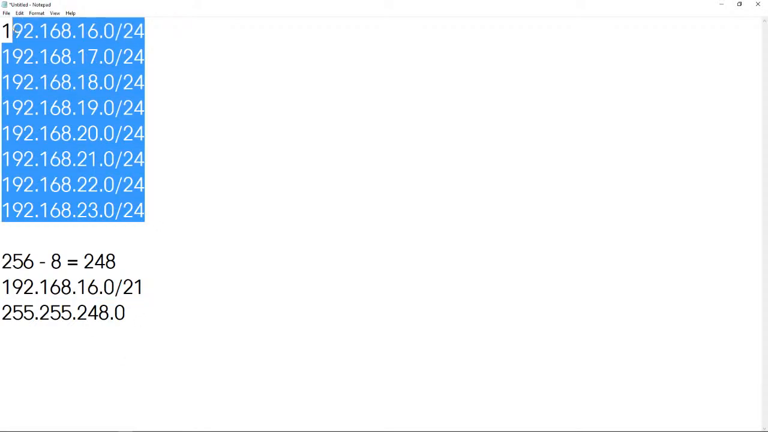Whatever number you start with has to be evenly divisible into the binary block that you're going to summarize. 16 is evenly divisible by 8. So I can create a block of 8 starting at 16. 256 minus 8 equals 248, which means my subnet mask will be 255.255.248.0 for my summary, and the prefix I'm going to use is 192.168.16.0. So my summary ends up being /21, right? 16 plus 5. So this is going to be my summary to include all of these prefixes here.